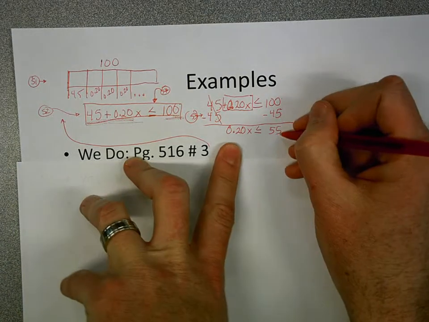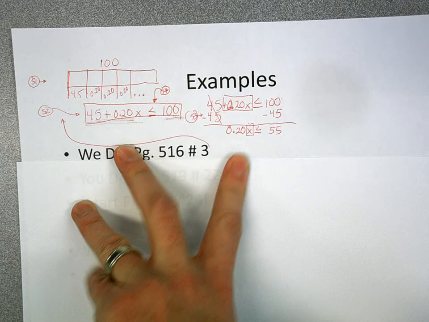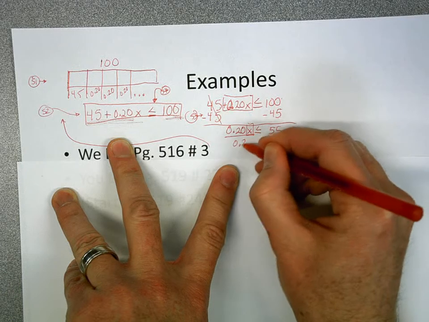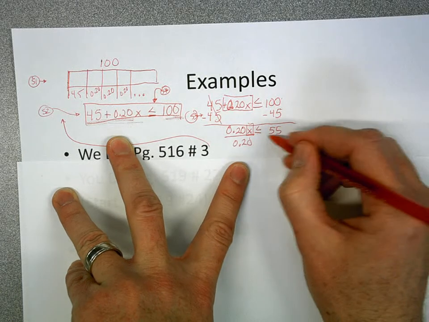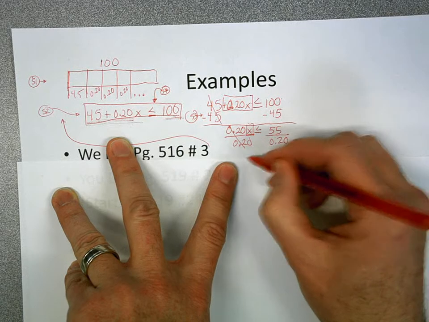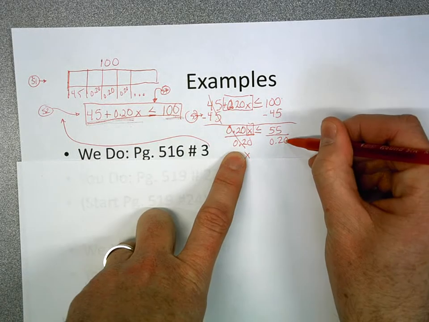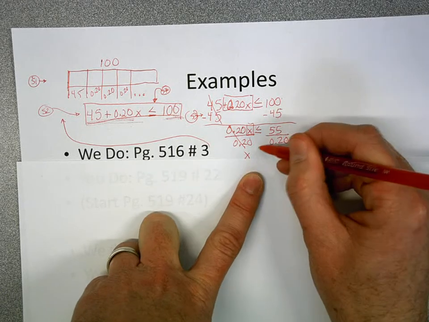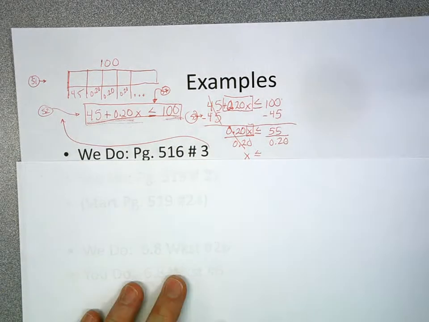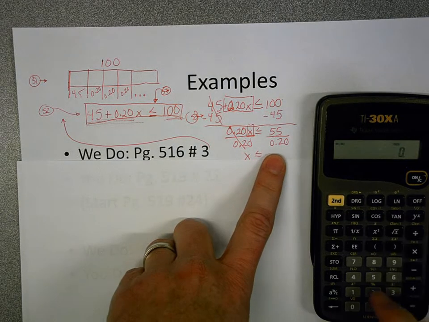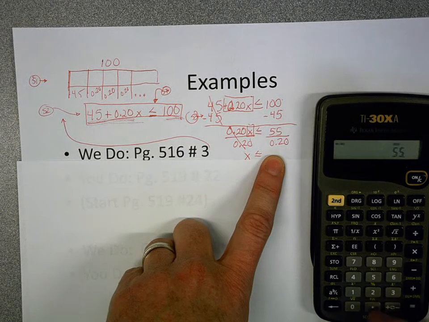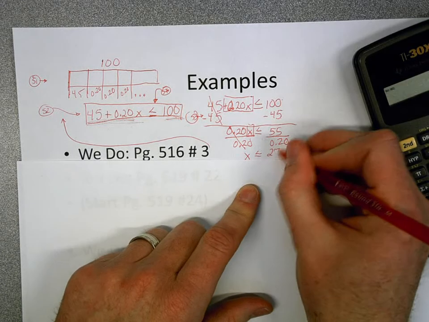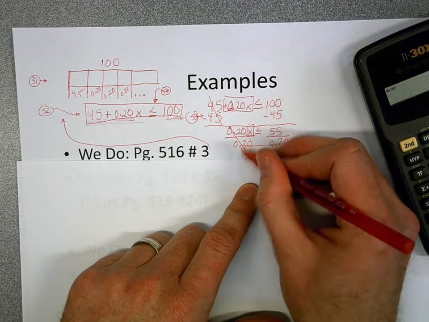Of course, now it's just a 1-step inequality. I box in just our variable. It's on that left side, so we stick to that left side. It's being multiplied by 20 cents, so we divide by 20 cents. Whatever we do to one side, we do to the other. So these cancel. I have x. I do not flip my sign. I keep it the same because this is a positive 20 cents. So I just bring my inequality down. And now, calculator time on this one. 55 divided by 0.20, 20 hundredths, equals 275. And there is our solution.